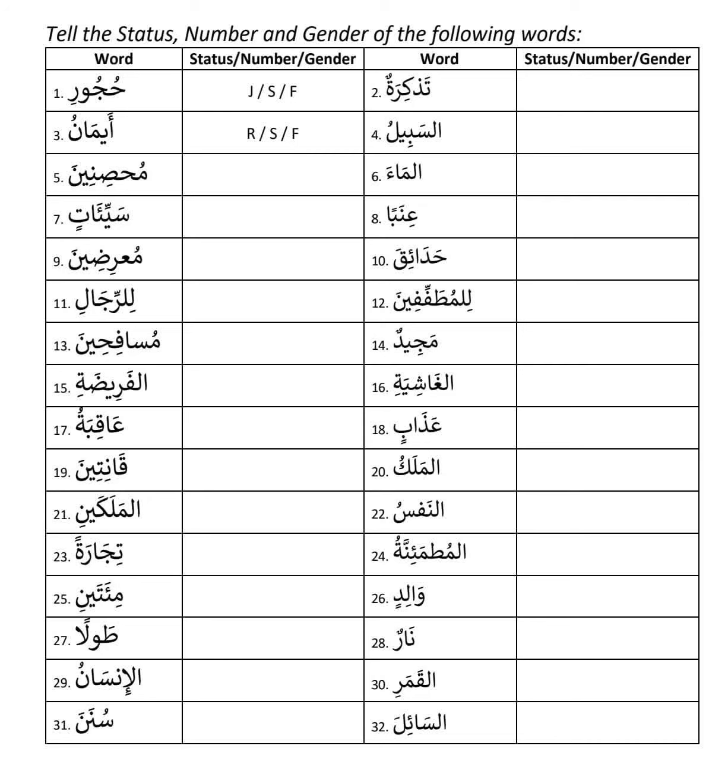The next word, the sixth, is ma, water. It is also simple. It is ma, it is nasib, a sound, and it is singular. There is no sign of plural, and it is masculine because there is no sign of feminine.